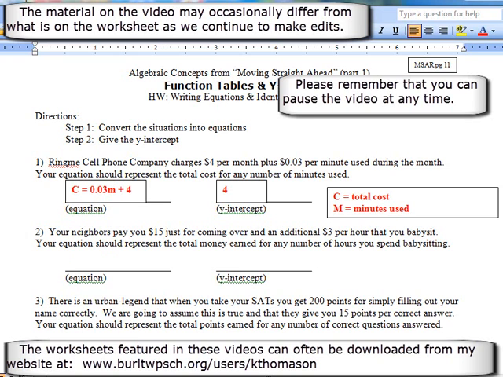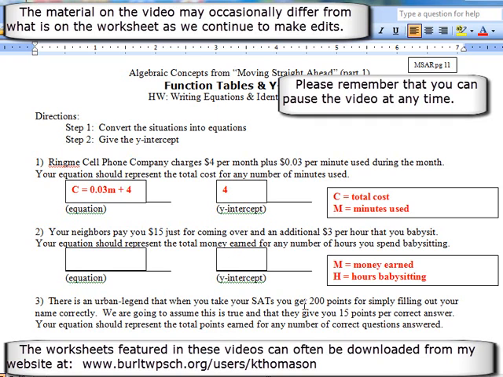Number 2 reads, your neighbors pay you $15 just for coming over and an additional $3 per hour that you babysit. Your equation should represent the total money earned for any number of hours you spend babysitting. So again, we have to come up with an equation and the y-intercept, but the first thing we want to do is figure out what our variables are and what letter we're going to use for them. So I'm going to let M stand for money earned and H stand for hours babysitting.